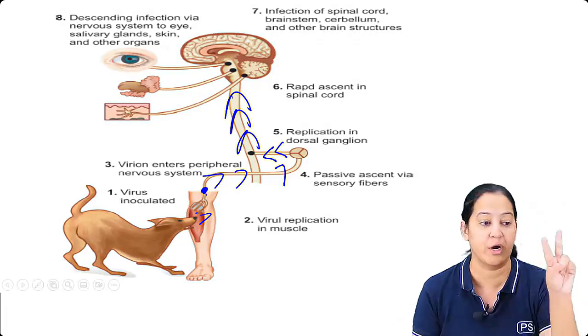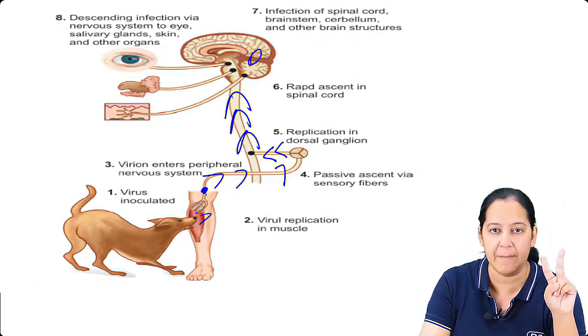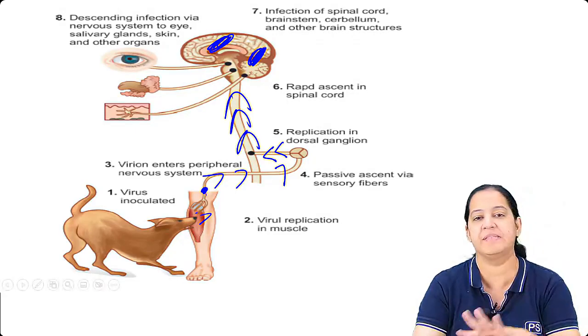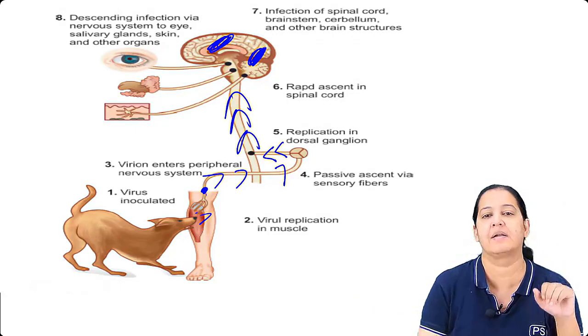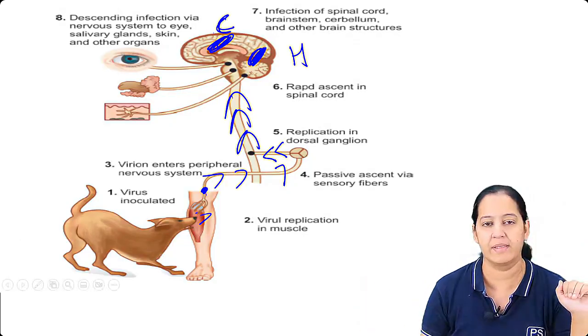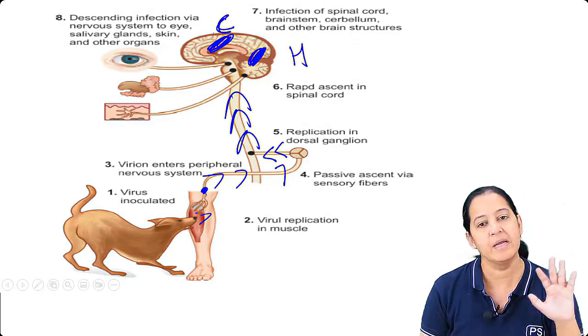In the brain, it destroys two areas. Please learn. Number one, hippocampus. Number two, cerebellum. Hippocampus and cerebellum are damaged by the virus. Please learn. Hippocampus and cerebellum. Say yes. Got my point? So this is the pathogenesis.